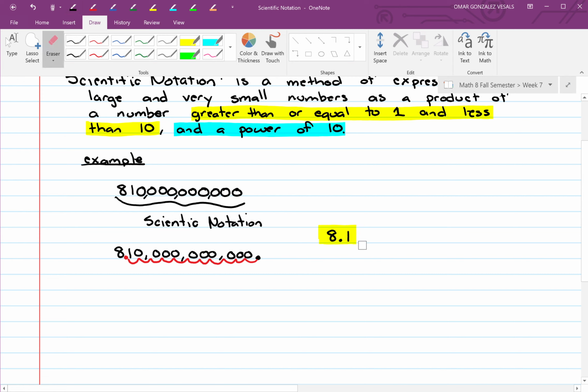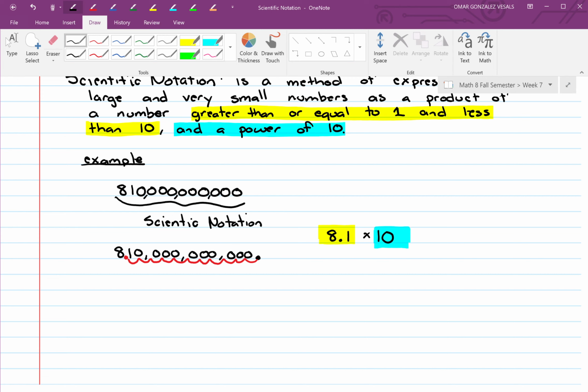That 8.1 is greater than or equal to 1, but less than 10. And then it's going to be a product of a power of 10. So 10, this is what's going to be in blue. But it's got to be to a certain exponent. Which exponent do you guys think it's going to be? As many zeros as there is there? Not as many zeros. How many times did we move our decimal point?